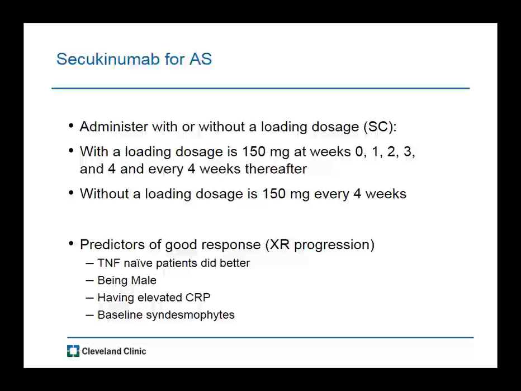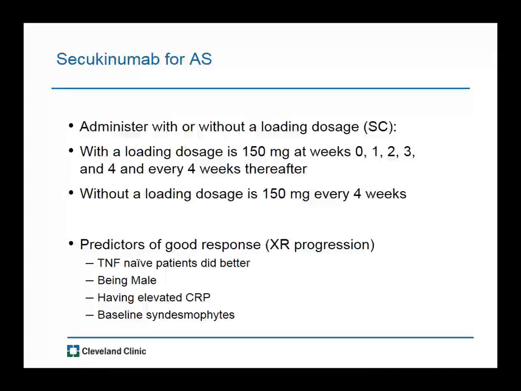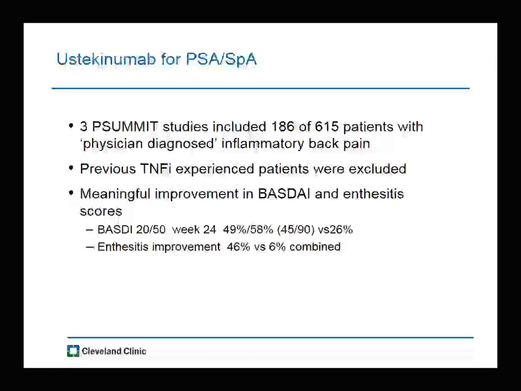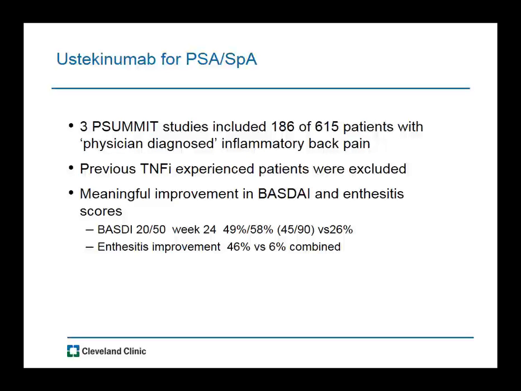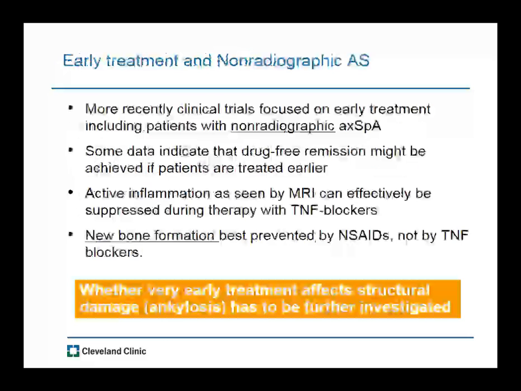The predictors of good response, including X-ray non-progression in these patients, have also been in those that are TNF naive, patients that are male, elevated CRP, and those that have baseline syndesmophytes predict a better response with secukinumab. There are some early studies also in ustekinumab that are showing some meaningful improvement.